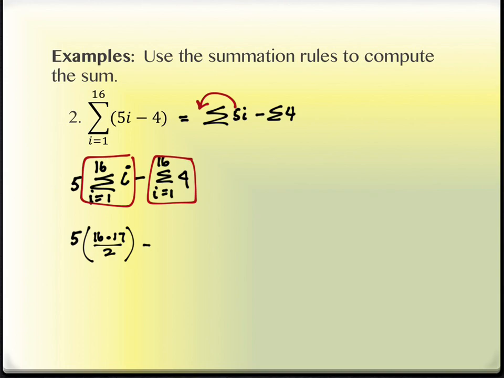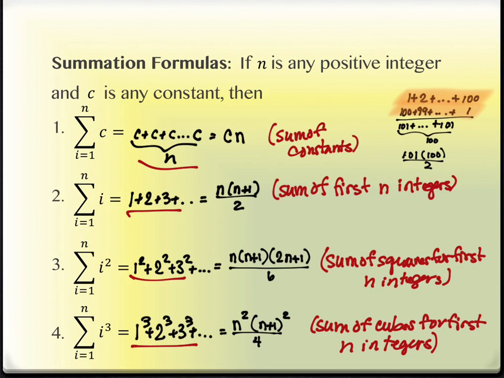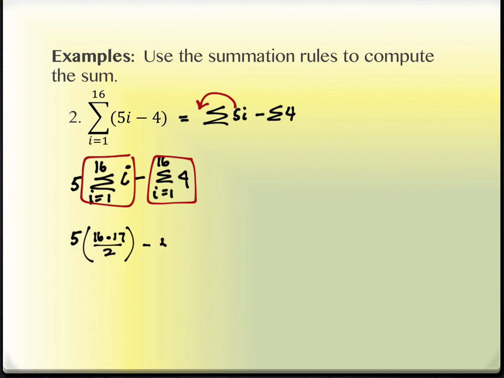Now, the second piece, which of the formulas will that one match? First one. The first one, right? It's just a constant. So it says I should take the constant, minus 4, and multiply it by n, which is my limit at the top, my upper bound. My upper bound was 16. So I'm going to take my constant, 4, and multiply it by that upper bound, 16. Okay? Grab a calculator. Do some of that multiplication, subtraction, and so forth. What do you get?